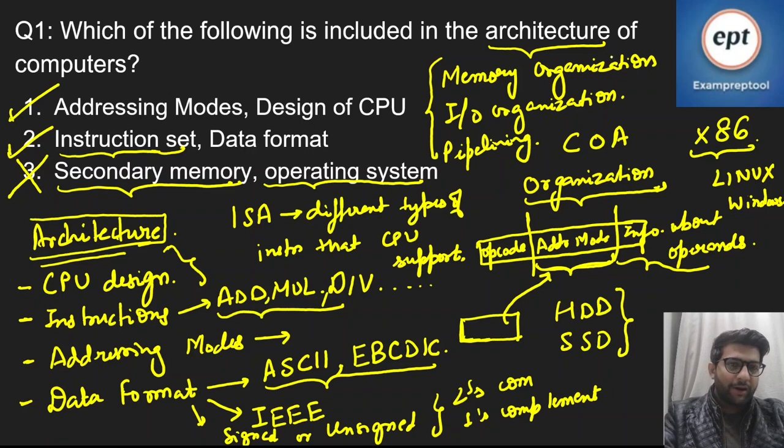So, and what are part of organization? The memory organization, IO organization, and the concepts by which we can increase the efficiency of the computer, like the concept of pipelining, right? So you have to just revise what is architecture, what is organization, and what all constitutes the computer architecture and what all constitutes the computer organization, right?